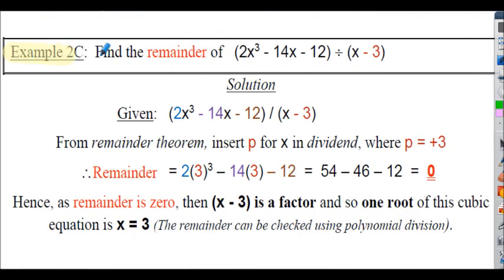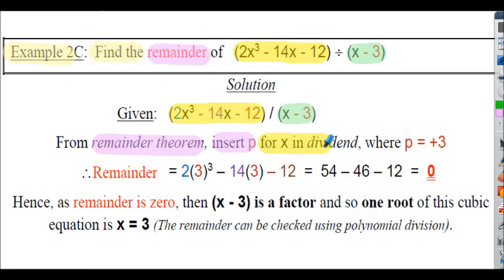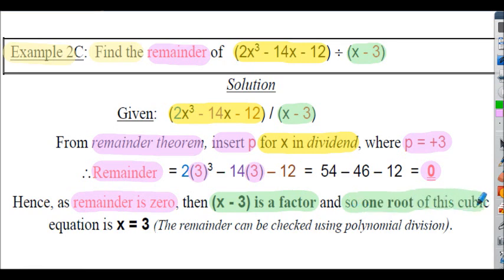Example 2c, we've got to find the remainder of 2x cubed minus 14x minus 12 divided by x minus 3. Our dividend here is a cubic expression, divisor is x minus 3. We're going to apply remainder theorem, insert the value of p for x in the dividend, noting that p is equal to positive 3. So inserting p in the above dividend, the remainder evaluates to be 0. Hence, as the remainder is 0, then x minus 3 is a factor. One root of this cubic equation is x equal to 3.